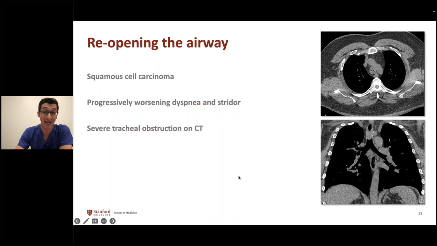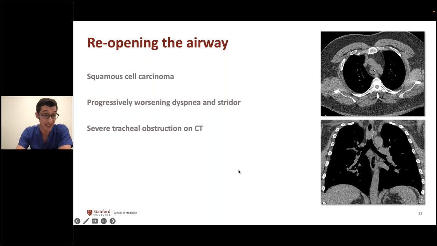So here are some cases that I think illustrate the benefits of using rigid bronchoscopy for this general category of reopening the airway, whether it's debulking and recanalization, placement of a stent, or a combination. This is a relatively young gentleman with squamous cell carcinoma. He had been diagnosed previously and had a CT scan a couple of weeks before he got transferred here, showing this very high-grade tracheal obstruction.